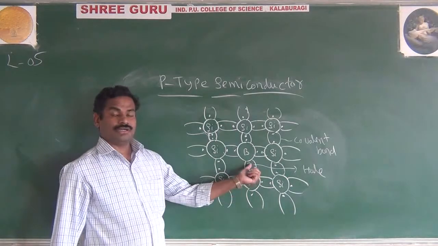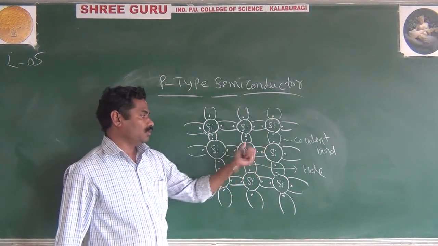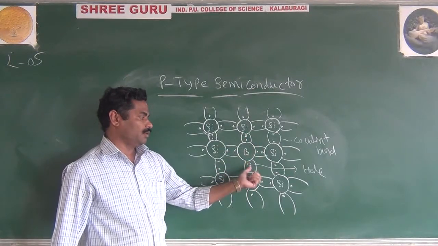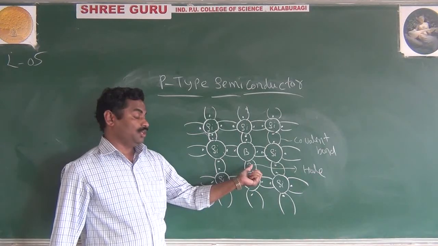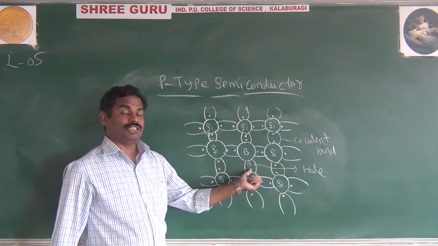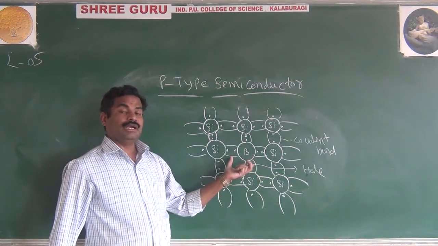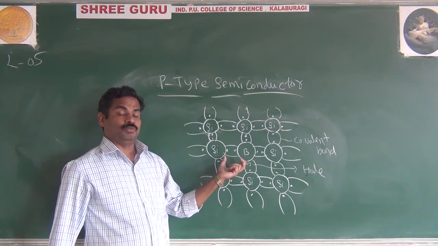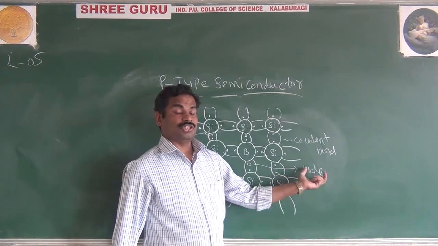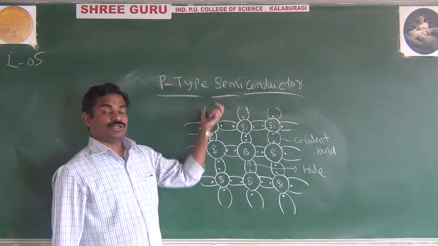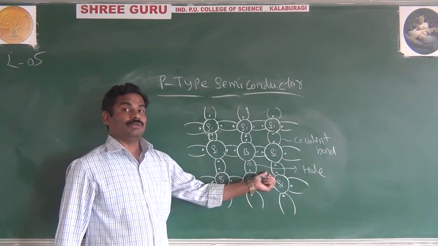But you are not getting the electron, it is not there, because your boron makes only 3 covalent bonds here. Here you want another electron, but your electron is not there. This incomplete bond, or deficiency of electron, is nothing but a hole. Keep it in mind: whenever you add trivalent impurities to a pure semiconductor, you will generate holes. The p-type semiconductor is also called an acceptor, because it will accept one electron from the neighboring atom.